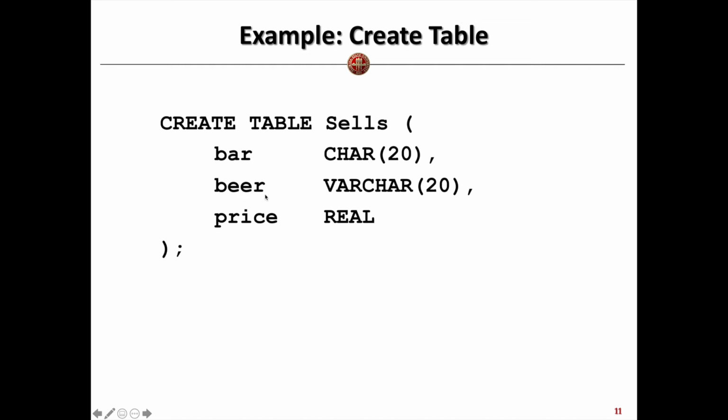The beer name can be char 20. The max length will be 20, right? And it sells the beer at a certain price. The price is a real number as shown here. Then we have the parentheses and a semicolon to close this declaration for the table. So in this way, we will create a table in our database system for sales, indicating the sales relationship between bars and beers.